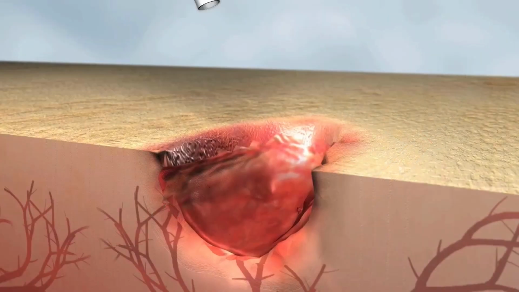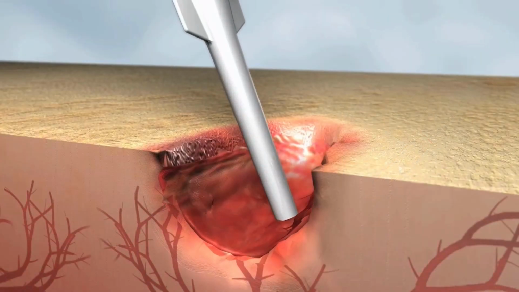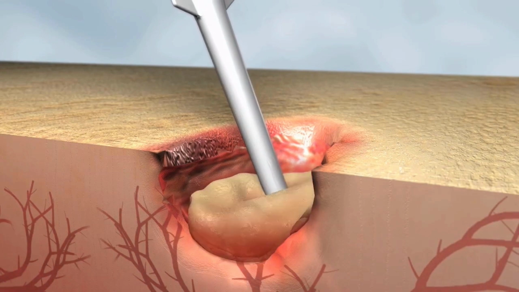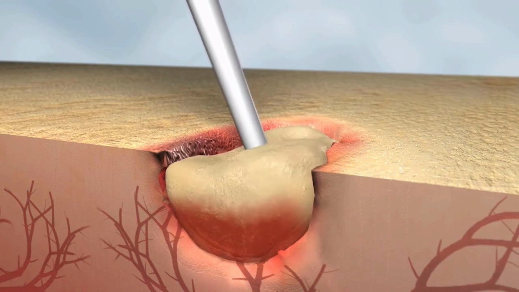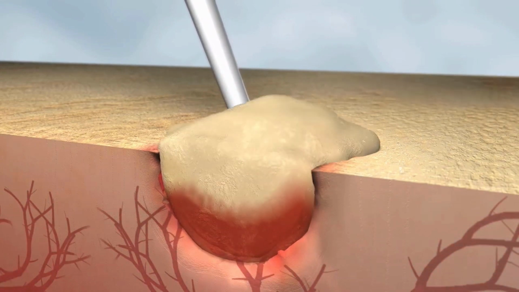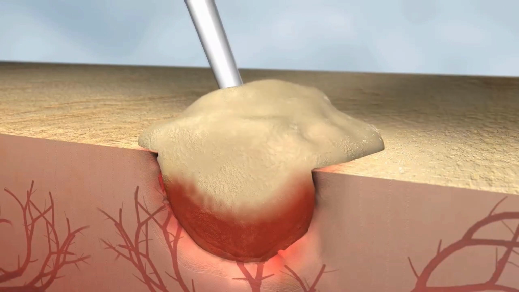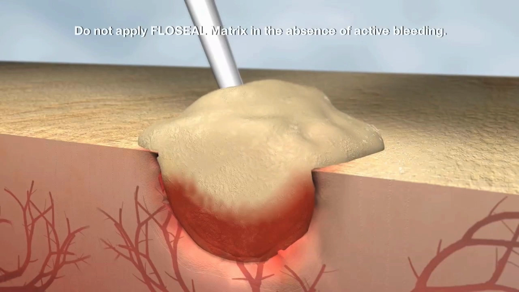Identify the source of bleeding at the tissue surface. Apply FLOSEAL matrix fast to the deepest part of the wound or lesion, the source of bleeding at the tissue surface. This is the target site for FLOSEAL hemostatic matrix application. Do not inject FLOSEAL into blood vessels. Do not apply FLOSEAL in the absence of active bleeding.